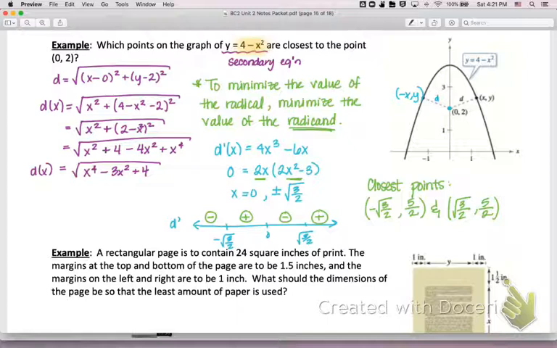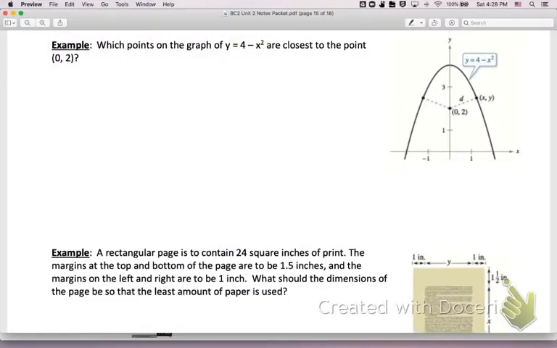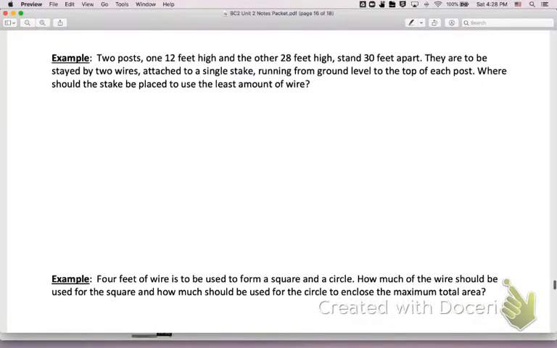I'm going to leave the next example as one for you to look at on your own, and I would like to look at the top example on the next page. So it says, two posts, one 12 feet high and the other 28 feet high, stand 30 feet apart. They are to be steadied, grounded, by two wires attached to a single stake running from the ground level to the top of each post. Where should the stake be placed to use the least amount of wire?